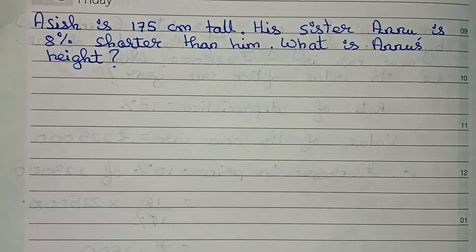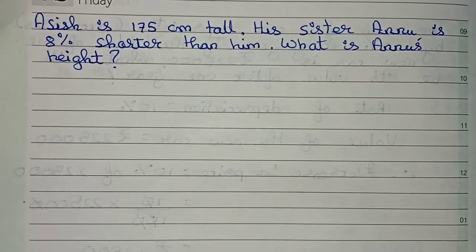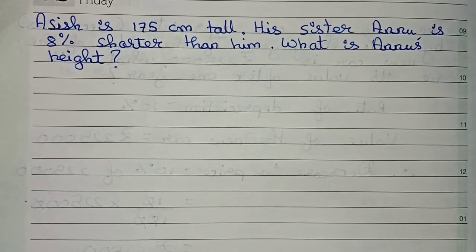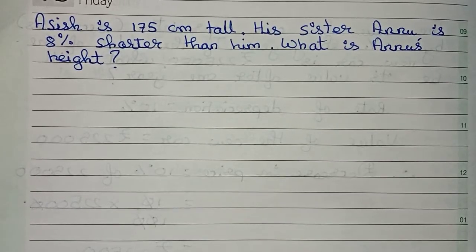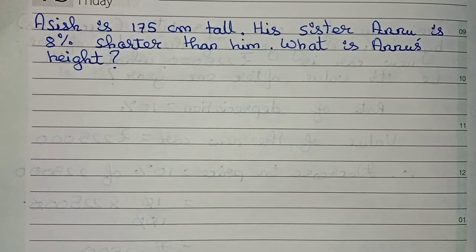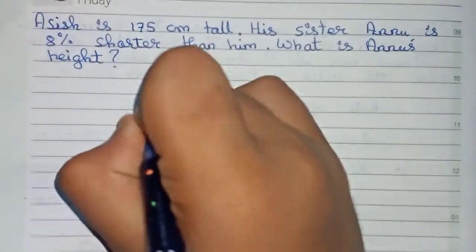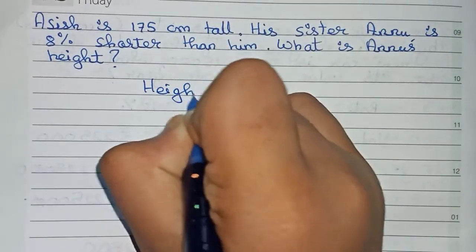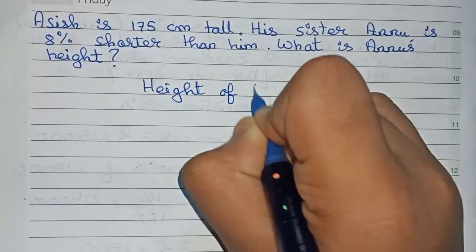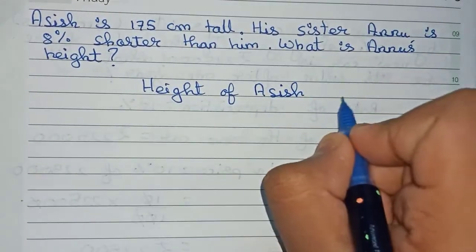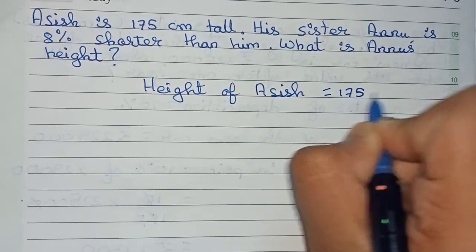Our next question is: Ashish is 175 centimeter tall. His sister Annu is 8% shorter than him. What is Annu's height? This question is similar to the previous question. In this question we only have to find out the height. First we write the height of Ashish. It is given, it is 175 centimeter.